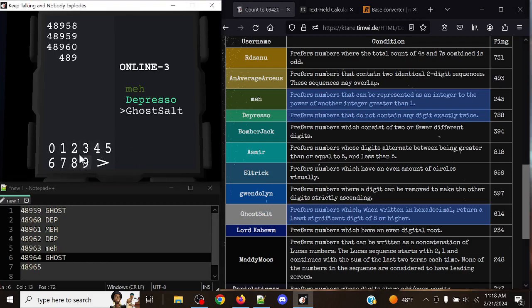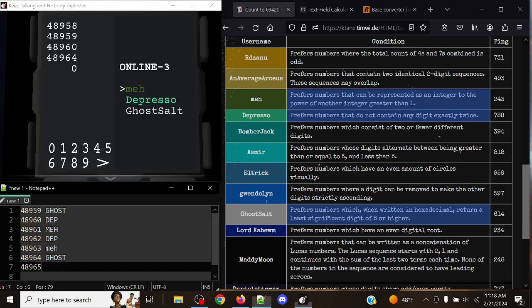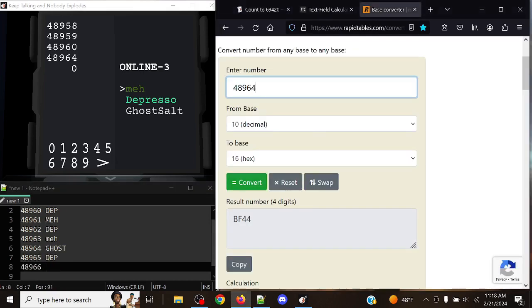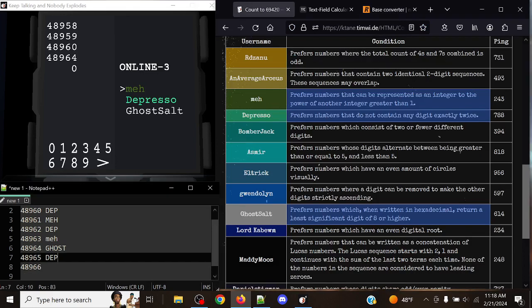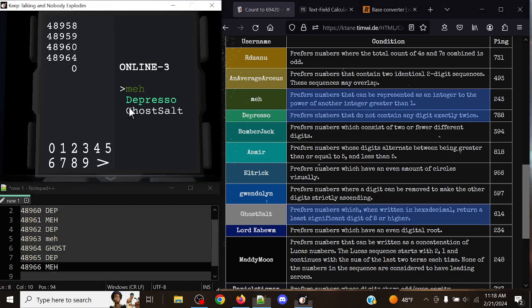So 48964, and that's good. Next up is going to be the meh rule. We know for a fact that dep is going to be the next condition because it's preferred by dep. So 48966, is that going to be above 8? It is not. So between dep and Ghost, we know for a fact that the modulo is easily handed to meh. So in this case, meh will be done here. And I hope you guys are understanding how this works effectively.